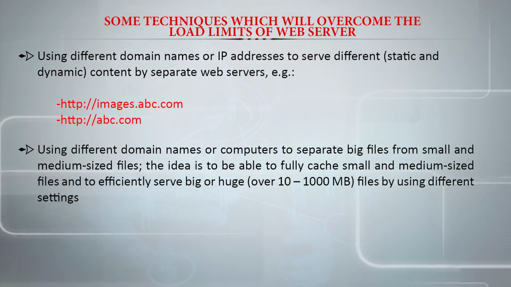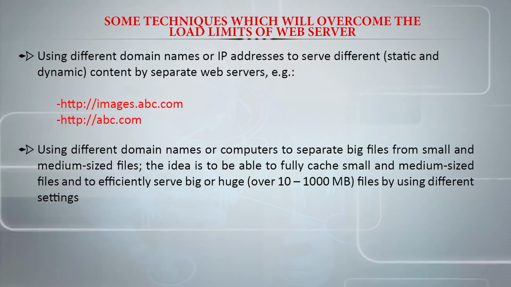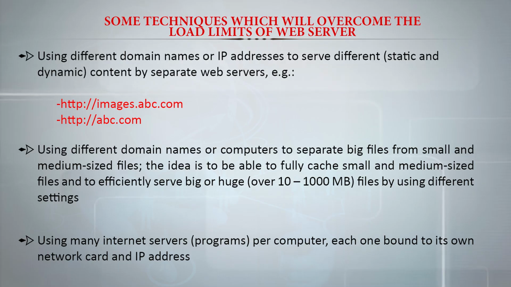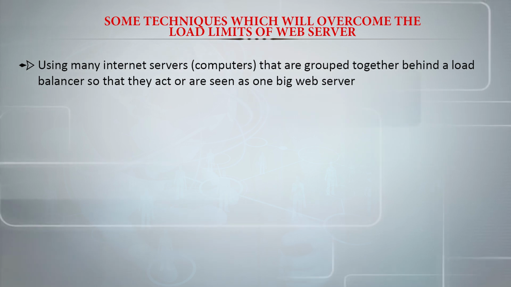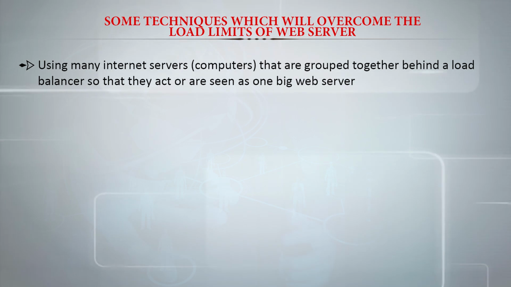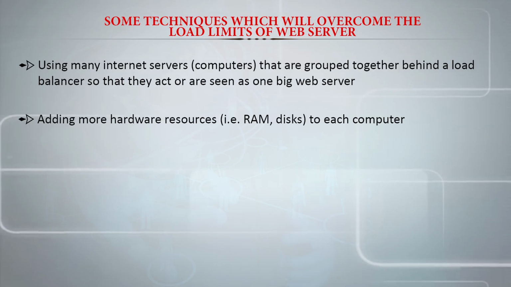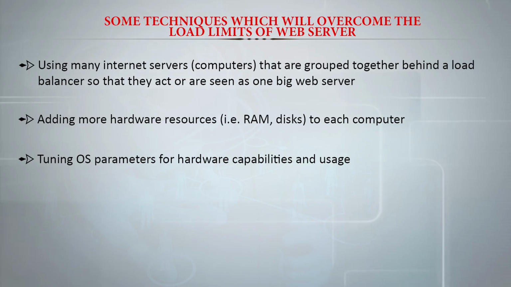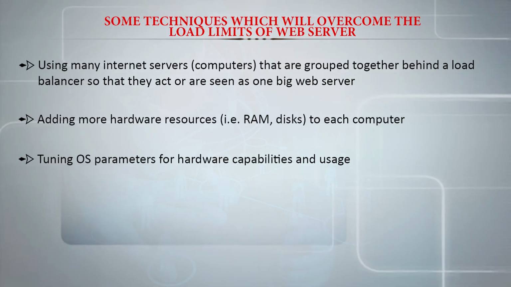Using different domains or computers to separate big files from small and medium sized files. The idea is to be able to fully cache small and medium sized files and to efficiently serve big or huge files by using different settings. Using many internet servers per computer, each one bound to its own network card and IP address. Using many internet servers that are grouped together behind a load balancer so that they act or are seen as one big web server. Adding more hardware resources such as RAM disks to each computer is one way, and tuning operating system parameters for hardware capabilities and usage is another way. Of course, these are all different ways to increase efficiency.